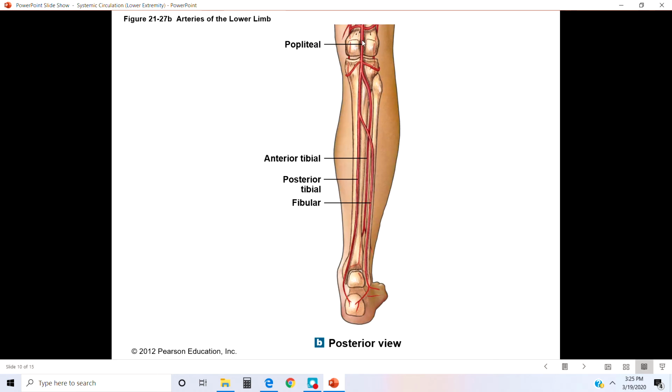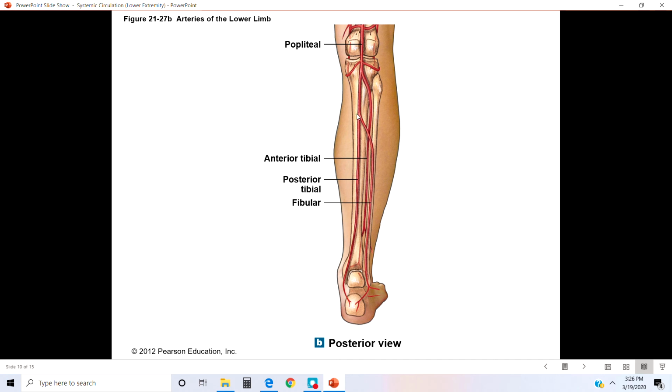All right, here's your popliteal. Here's the anterior tibial going to the front of the leg, even though we're seeing it from the back right now. And then here's your posterior tibial. Long artery goes all the way down like that. Now that posterior tibial goes into the posterior compartment. It supplies muscles like the gastroc, the soleus, the plantaris, popliteus, all those muscles back over in here.